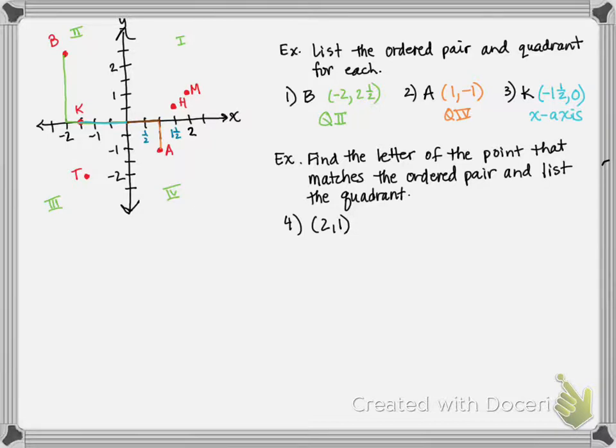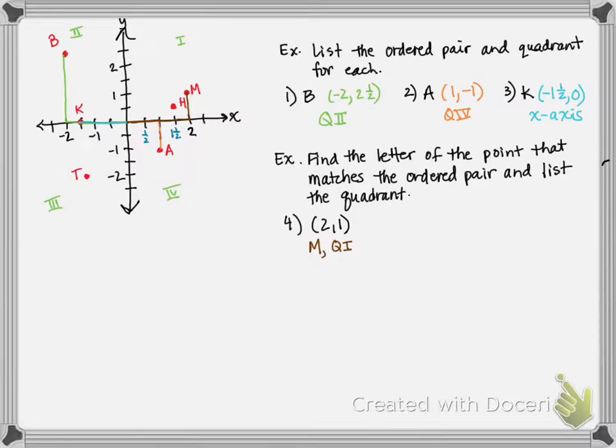I went only 1 to the right. I'm always so used to counting by ones. 2 to the right and up 1. Oh, so that took me to letter M. And that was in quadrant 1. Okay. Whew. Almost didn't make it through that one.